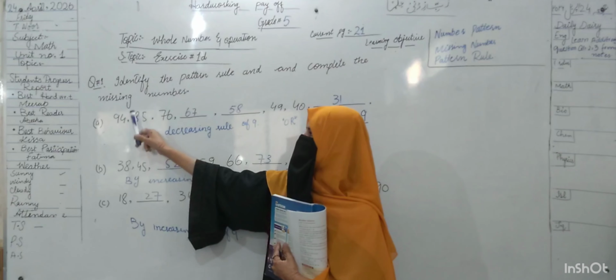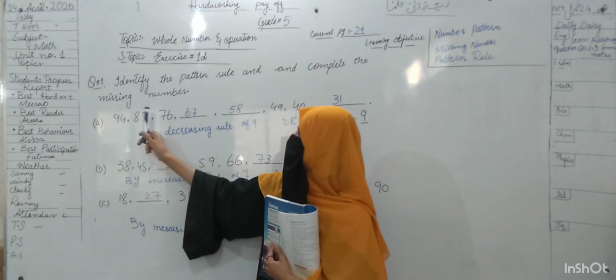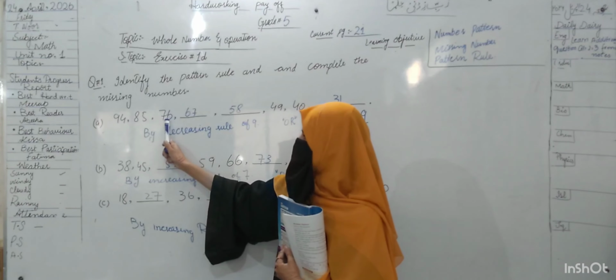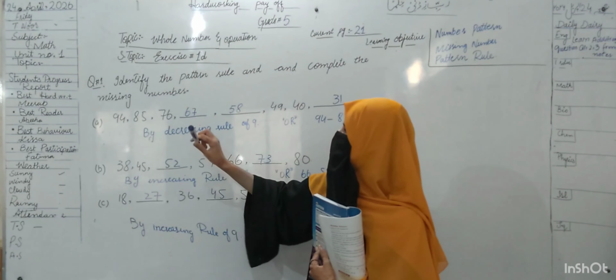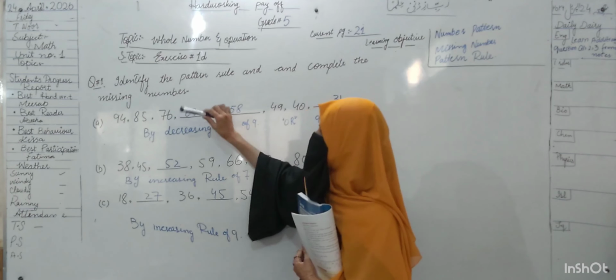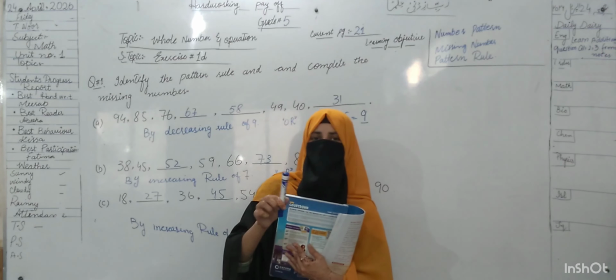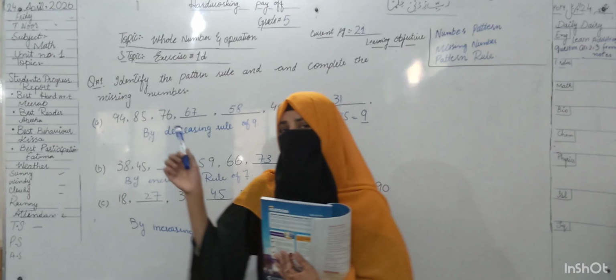94 decreasing by 9 is 85. And 85 decreasing by 9, the number is 76. After you have decreased 9, the number is 67. It means that you have to subtract from every number.